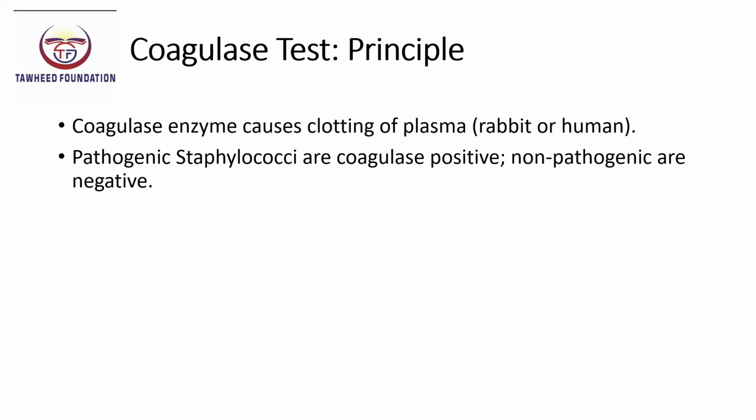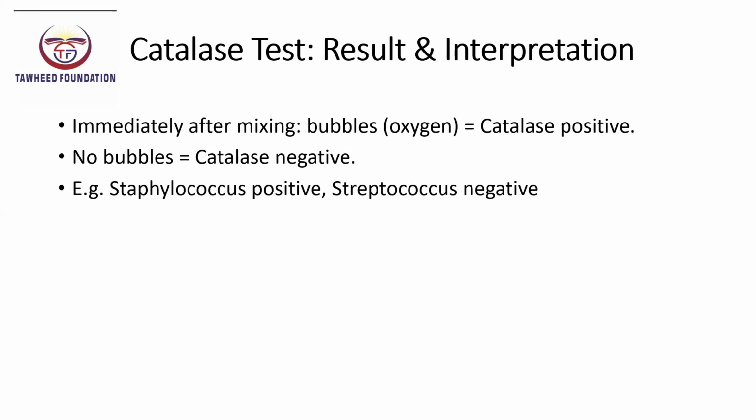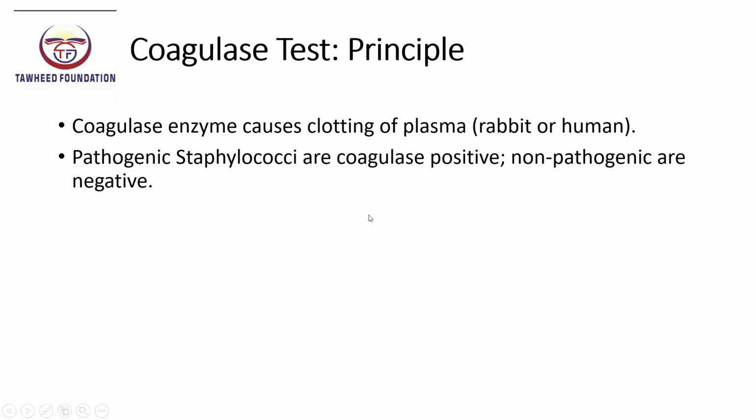So, quality control. Here, for the positive control, a Staphylococcus aureus culture should show bubbling. For the negative control, a Streptococcus pyogenes culture should show no bubbling.